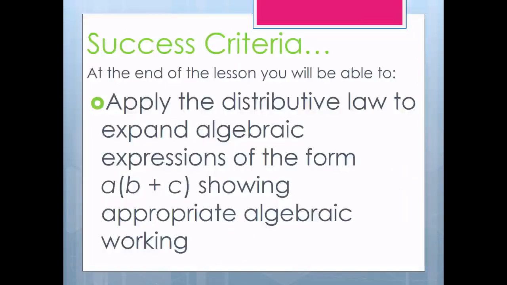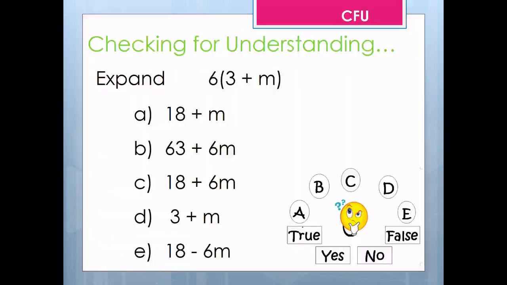So let's just check in with how we're traveling. Success criteria. Can we apply the distributive law to expand algebraic expressions of that form using appropriate algebraic working? Geez, I hope so. Let's just check for understanding. 6 times 3 plus m. I'd like you to work that one out, and I'd like you to identify which one is the correct answer. It might take you 30 seconds. I'm not going to pause the video. I'm going to count to 30 in my head, and then I'm going to reveal the answer. So work it out now.